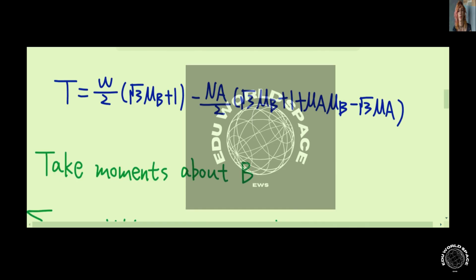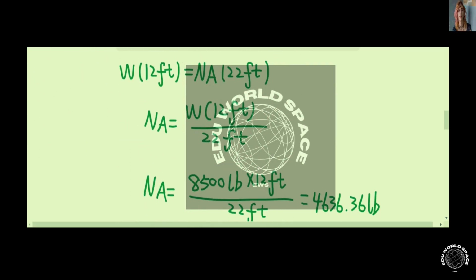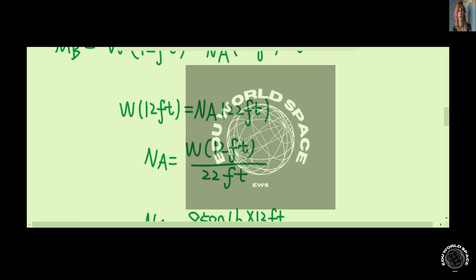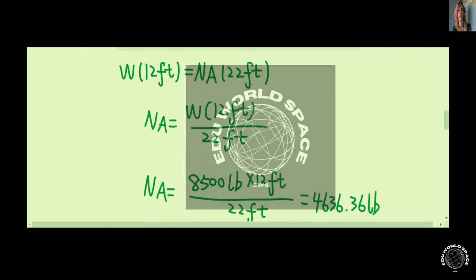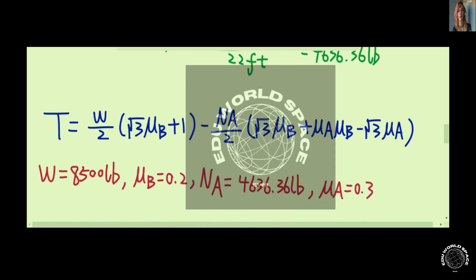So now let's take a look at the moments about B. We consider the counterclockwise moment as positive and the clockwise moment as negative. So we have such an equation for the moments at B. Eventually we have NA, the normal force at point A, equal to the weight of the garbage bin times 12 feet over 22 feet. Substituting the weight of the garbage bin, we have 8,500 pounds times 12 feet over 22 feet, and this will give us the normal force at point A equal to 4636.36 pounds.